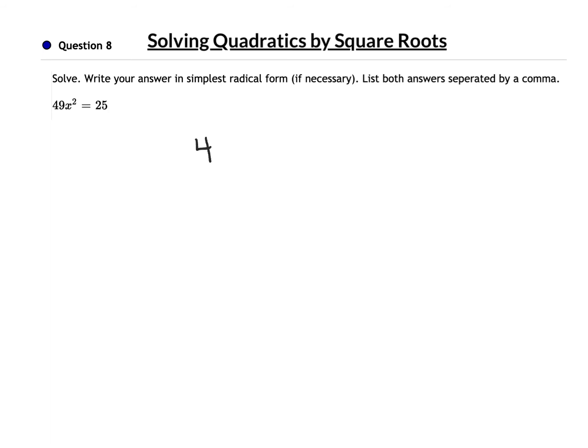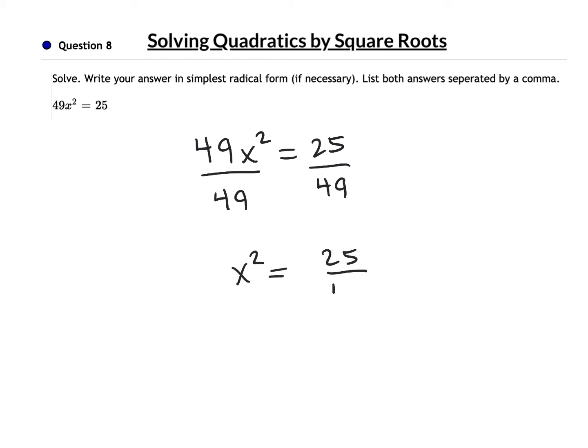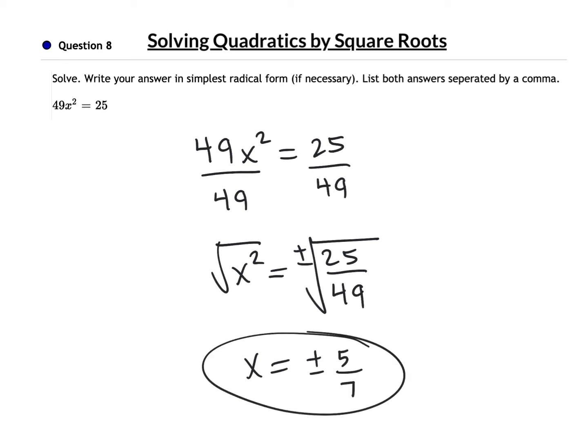Question 8. 49 x squared equals 25. To get the square by itself, I'll divide each side by 49. X squared equals 25 over 49. I can take the square root of both sides to get rid of that square. I'll put a plus or minus in front. I get plus or minus the square root of 25 is 5, and the square root of 49 is 7. Plus or minus 5/7. Remember, this will be written as two answers in WAMAP. One will be positive 5/7, the other will be negative 5/7.